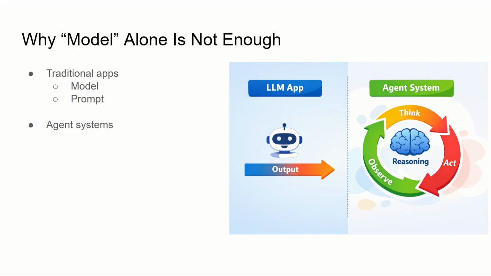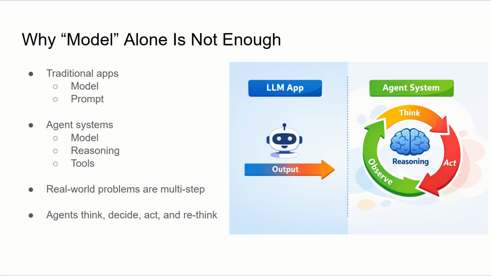But now let's look at real world problems. Real problems are never solved in a single step. They are multi-step by nature. You need to gather information, you need to validate assumptions, and you need to check constraints. Finally, you need to reconsider decisions. A single prompt response cycle cannot handle this reliably.